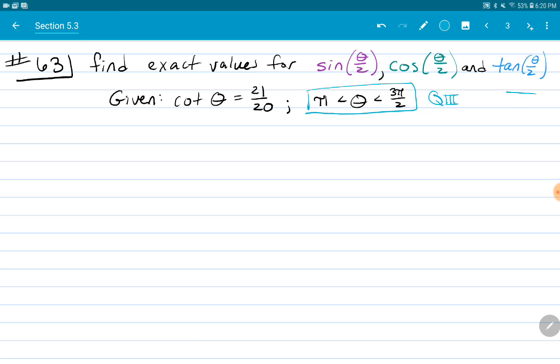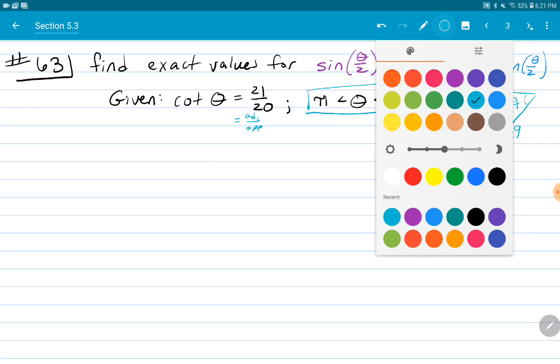So my triangle is oriented like so, with our theta reference angle here. Cotangent is the inverse of tangent. Tangent is opposite over adjacent, so cotangent would be adjacent over opposite. So the adjacent is the 21, the opposite is the 20. Then I can use the Pythagorean theorem or Pythagorean triples to find this third side is 29. The 21 and the 20 are both going to be negative because we're in quadrant 3. And that's all I need from that triangle.